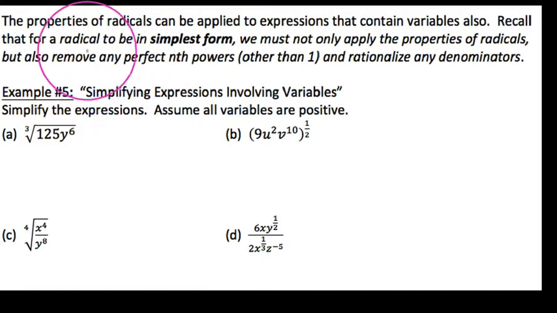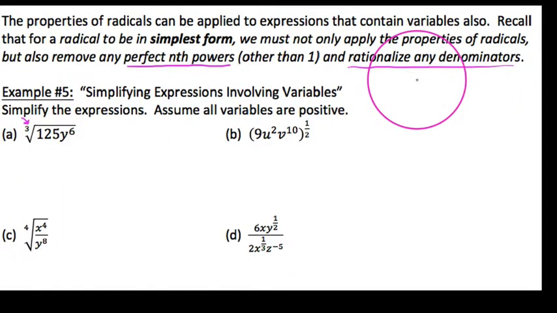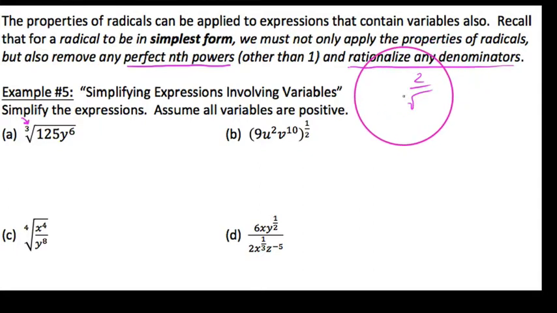We just want to remind ourselves that for a radical to be in simplest form, we not only apply the properties of radicals, but we also remove any perfect nth powers that are on the inside. So for instance, on this first one here, it's a cube root. We want to get anything that's a perfect cube out. And we also need to rationalize any denominators. So if we were left with anything like 2 over the 5th root of 7, we couldn't leave that radical in the basement.